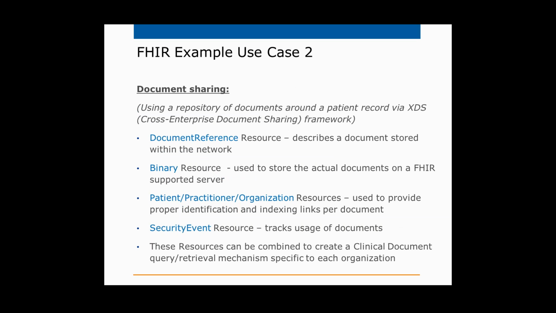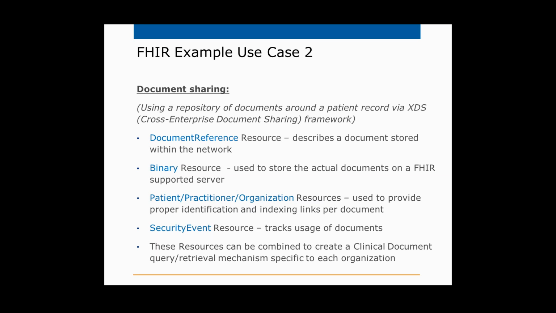And the other quick use case here is using a document repository: searching for documents across maybe a large network, cross-document sharing. You have a document reference resource which describes a document stored within the network. So this is a specific document. You have a resource called the binary resource, which is used to store the actual documents on a server, so the actual documents themselves. The patient, practitioner and organization resources provide proper patient and provider indexing information. Whose document is this? Who are the providers on this document? Where did this document come from, etc.